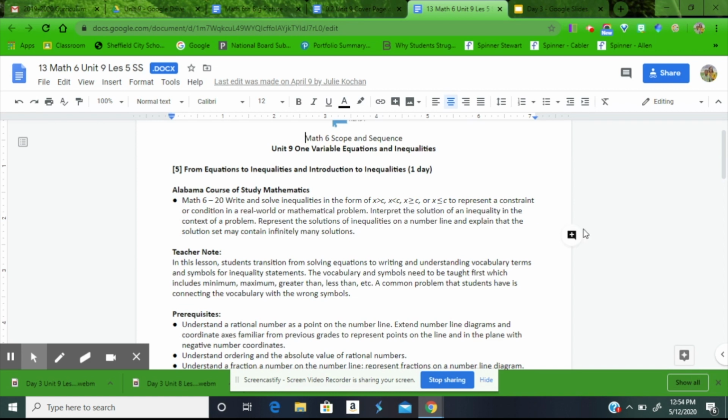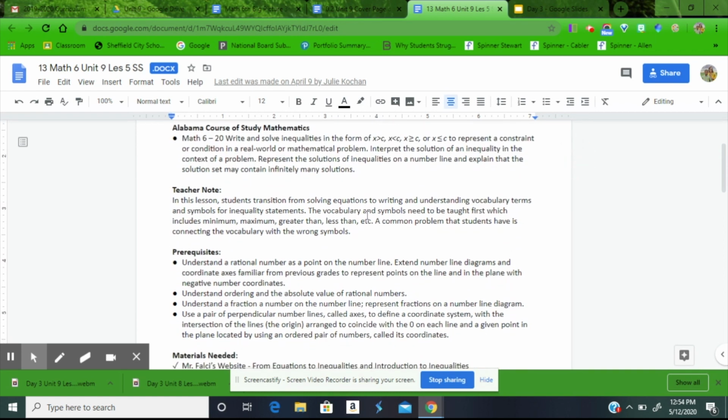You've got your Alabama courses of study along with your teacher note. It says in this lesson, students transition from solving equations to writing and understanding vocabulary terms and symbols for inequality statements. The vocabulary and symbols need to be taught first, which includes minimum, maximum, greater than, less than, etc. A common problem that students have is connecting the vocabulary with the wrong symbols.